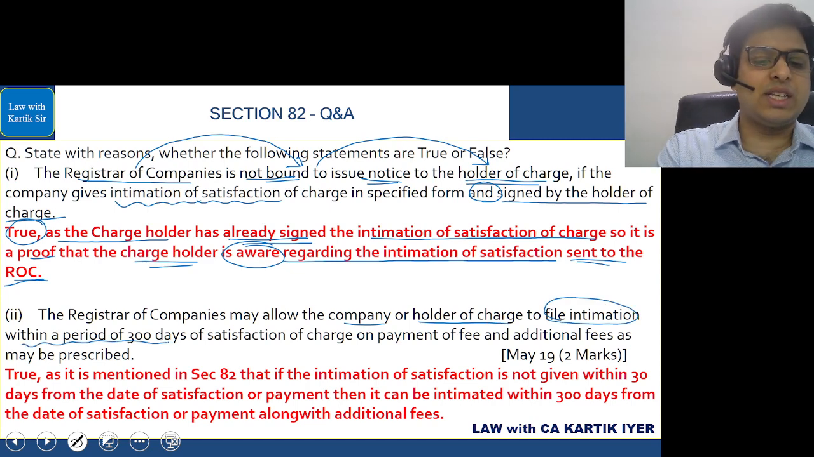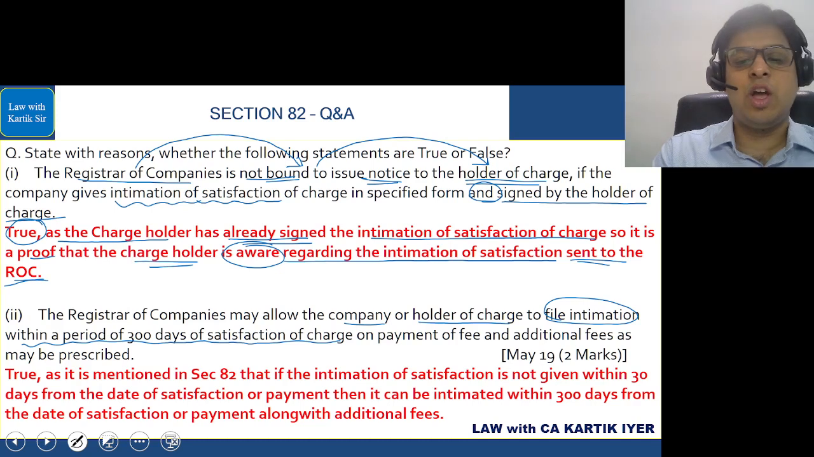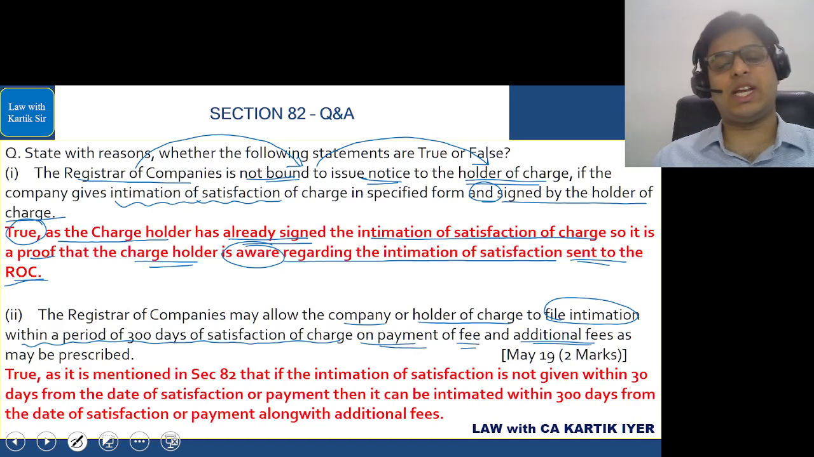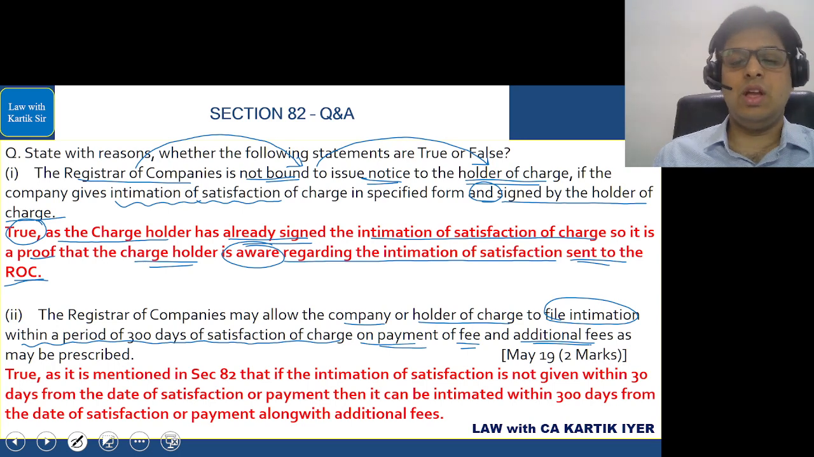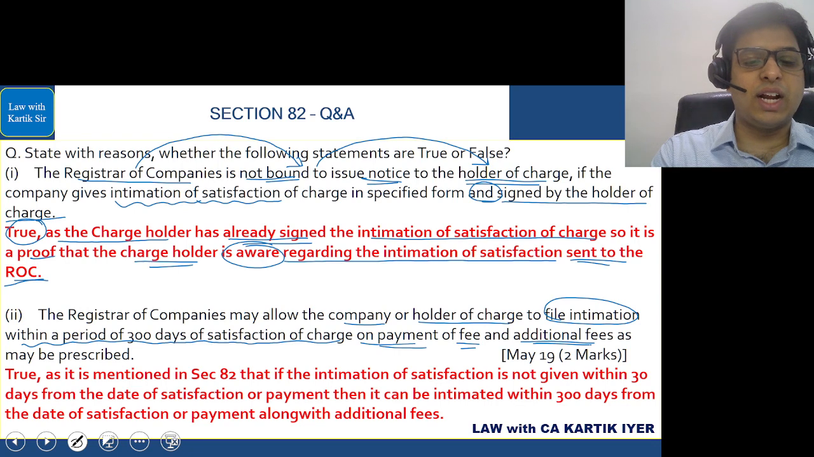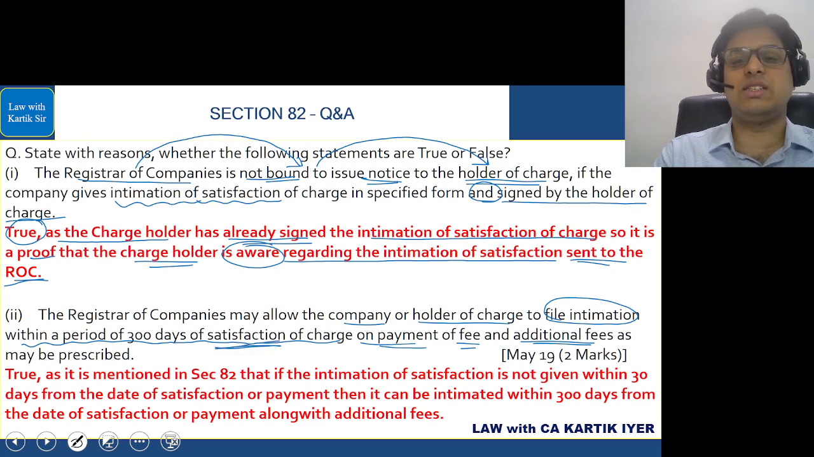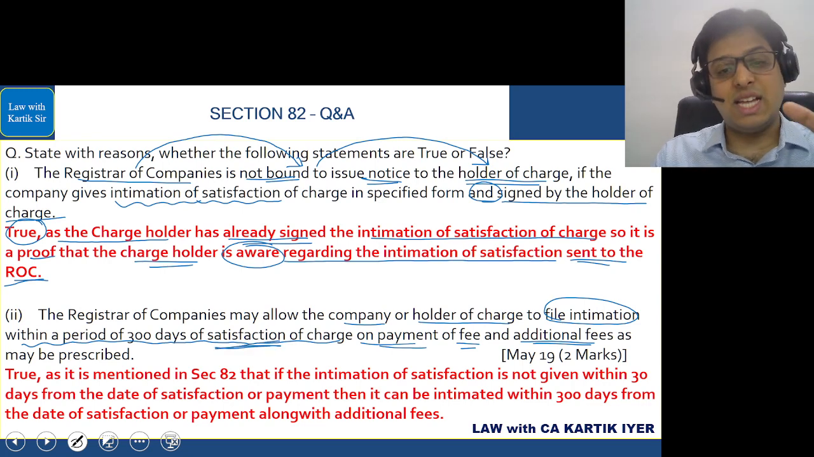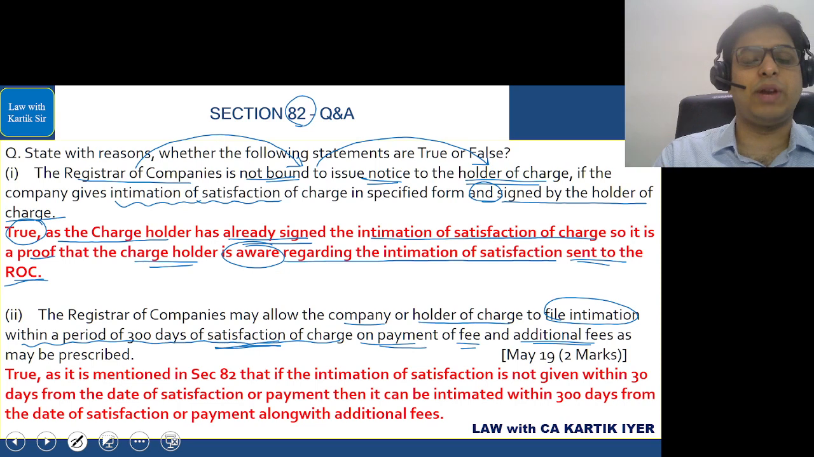Further. The registrar of companies may allow the company or the holder of charge to file intimation within a period of 300 days of satisfaction of charge on payment of fees and additional fees as may be prescribed. That is what they have given here. So the registrar may allow intimation to be filed within 300 days if you have not filed the intimation of satisfaction of charge within 30 days. Will they allow 300 days? The answer is yes. This is given in section number 82.